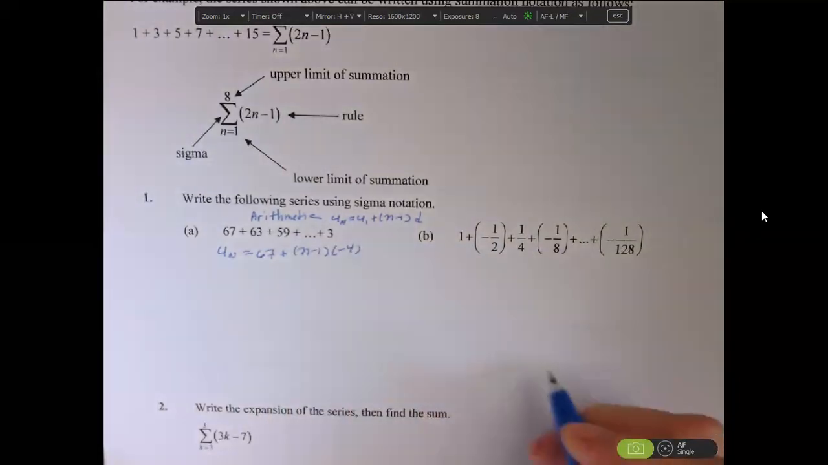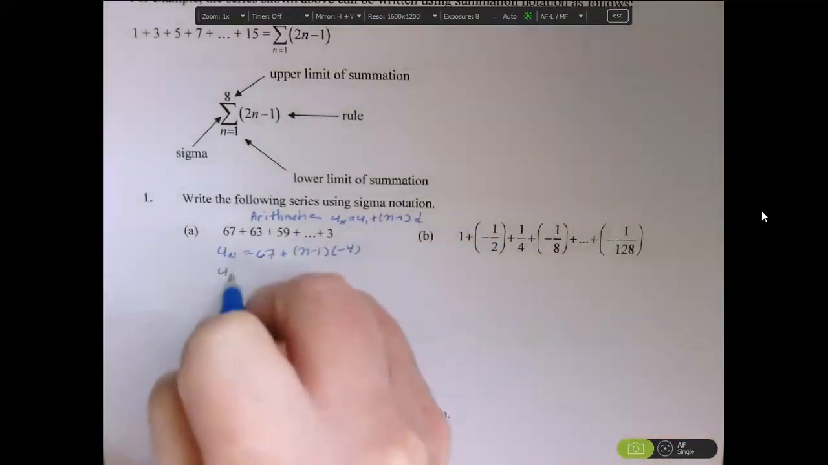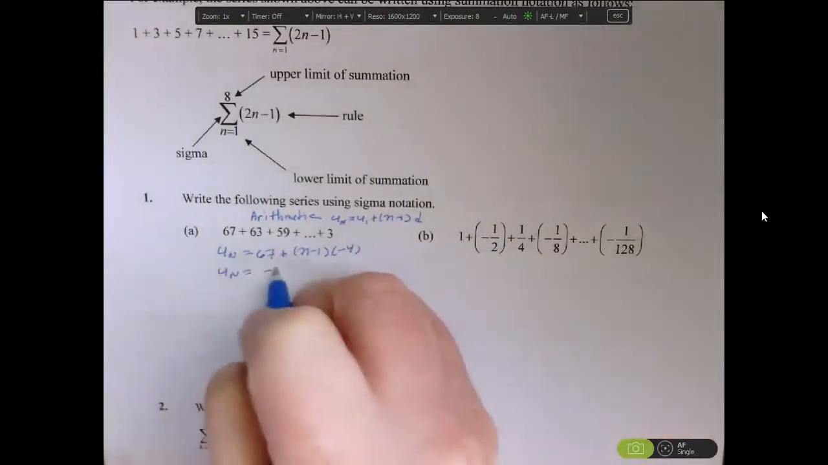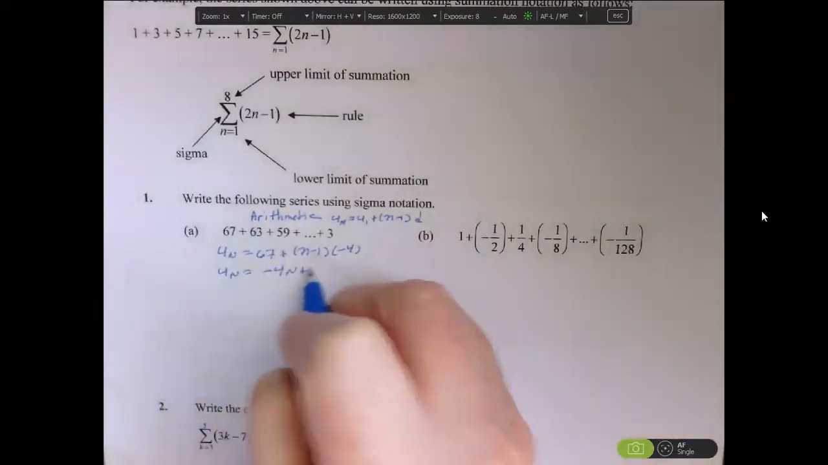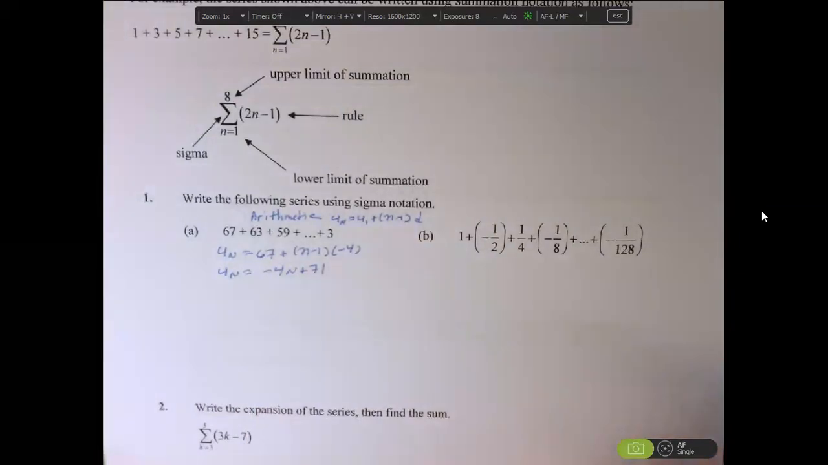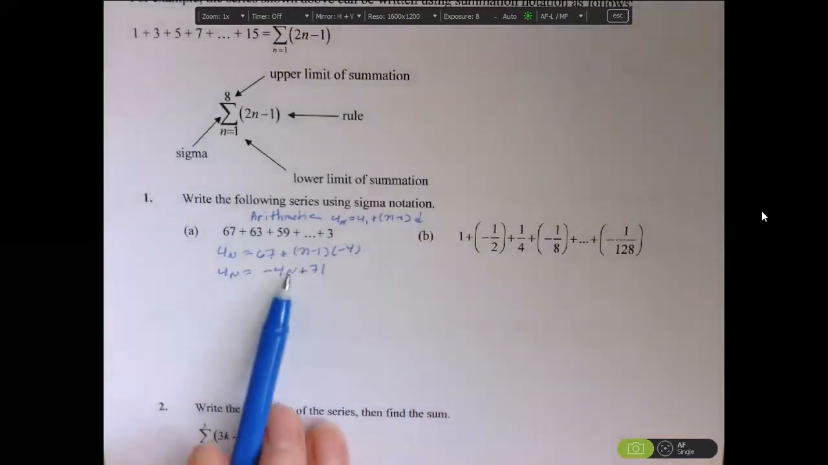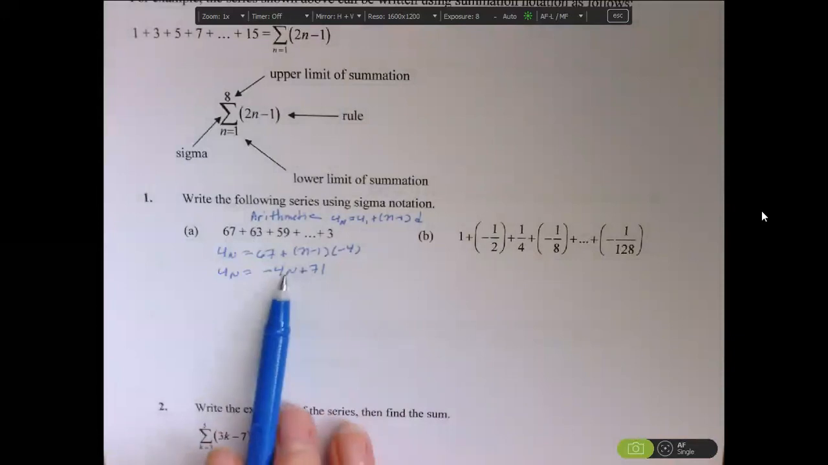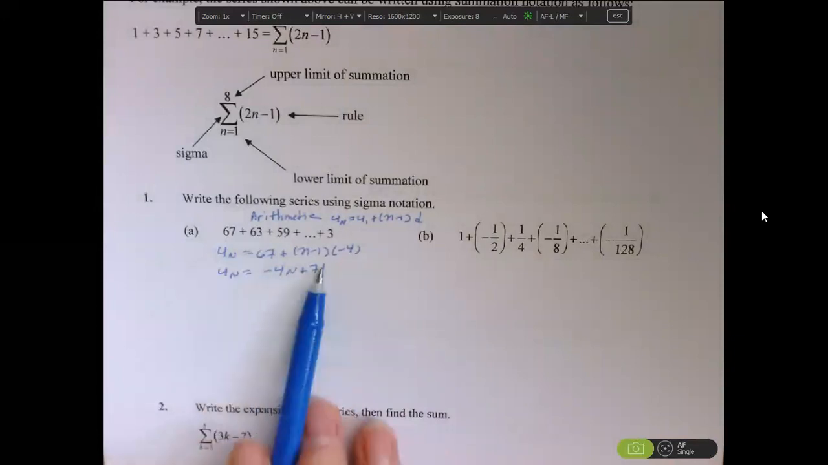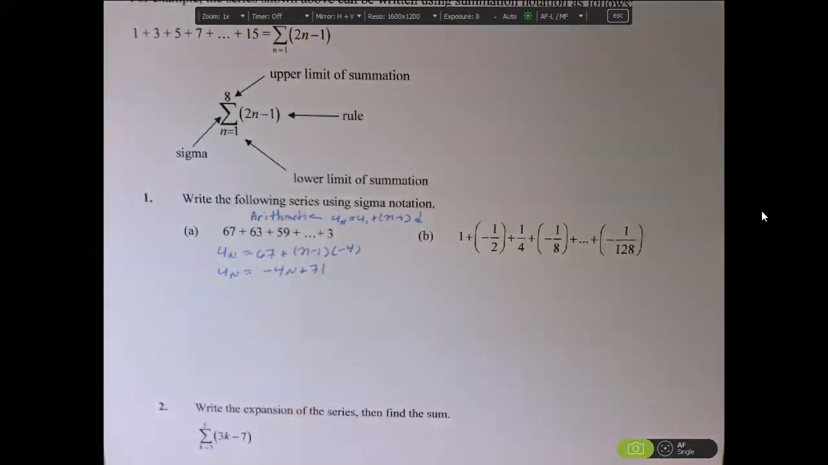I want you to clean it up a little bit. So distribute, add like terms. If you do it correctly, you should get negative 4n plus 71. I'm going to double check that I'm right before I move on. So if I put 1 in for n, 71 minus 4 is indeed 67. If I put 2 in for n, I'm subtracting 8. Yeah, okay. So I didn't make any silly mistake.